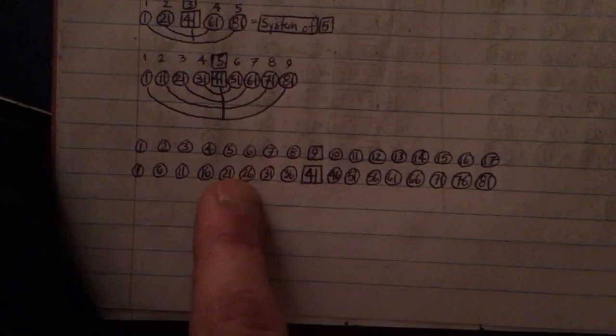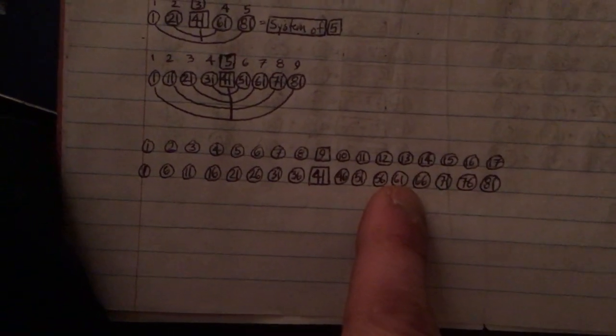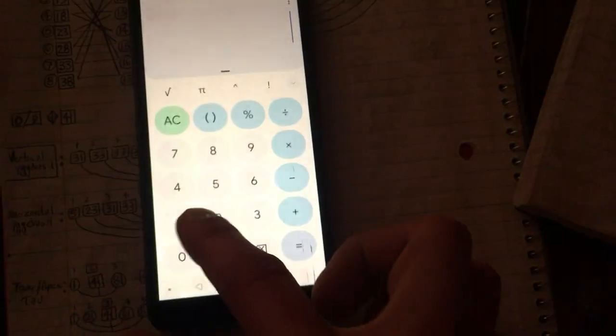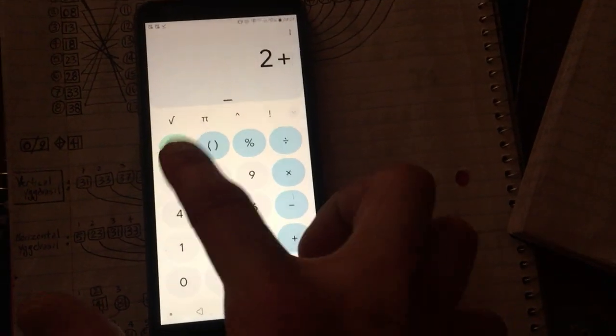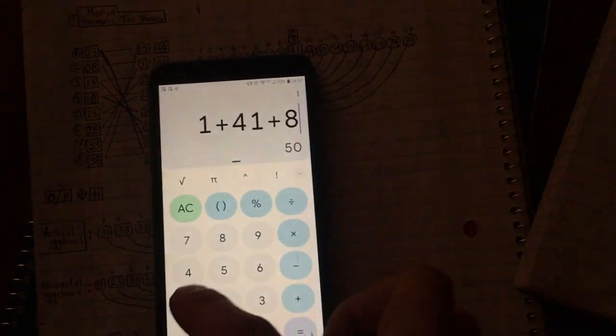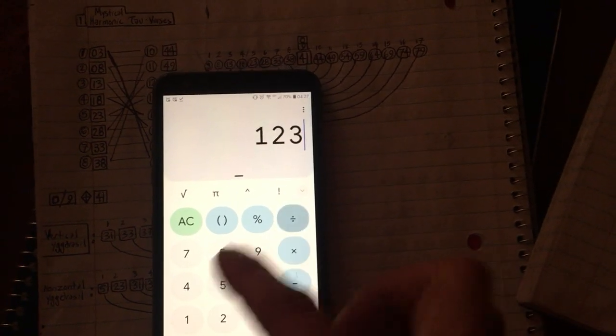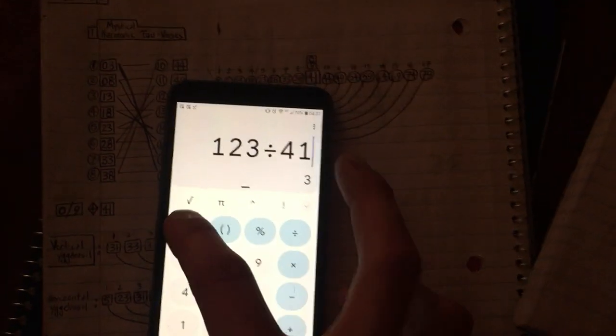So from 1 to 41, the center 5 being 21, and from 41 to 81, the center 13 being 61. I need to do a quick math real quick to try and remember why I... Let me see. Okay, let's just add the very first one. Oh, my bad, I'm looking at my phone screen doing this. Okay, let's add 1, 41, and 81. That sums to 123. 123 divided by 41 is 3, okay?